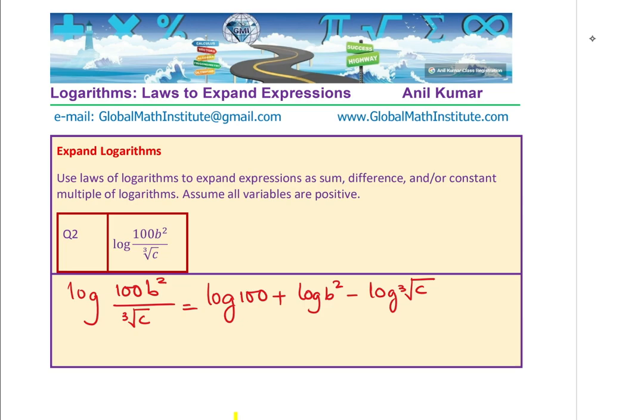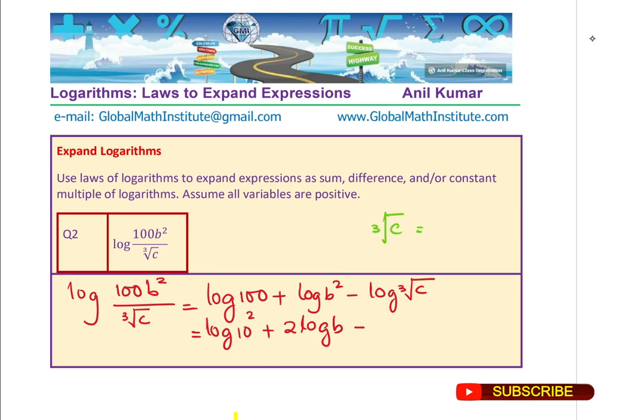Perfect. Now, what is log 100? Log 100 could be written as log 10 to the power of 2, right? So I could write this as log 10 to the power of 2 plus log b squared, using the properties, 2 times log of b, minus. Now, cube root of c. What does that mean? Okay, let's write down. When we have cube root of c, it means c to the power of 1 over 3. You get the idea. So therefore, I could write this as 1/3 log of c.